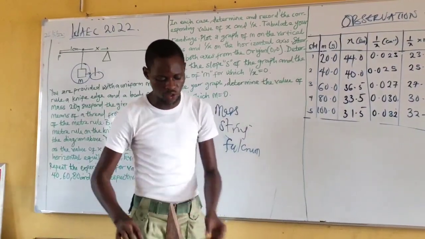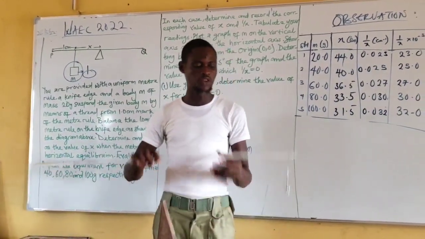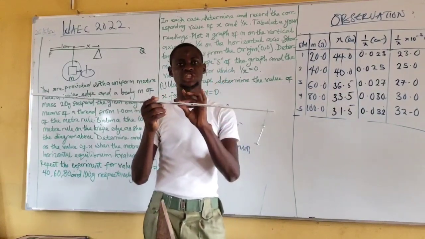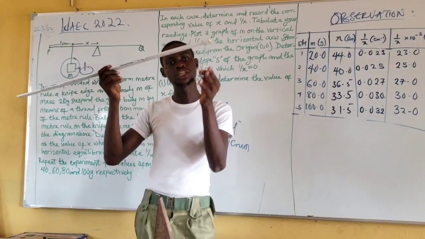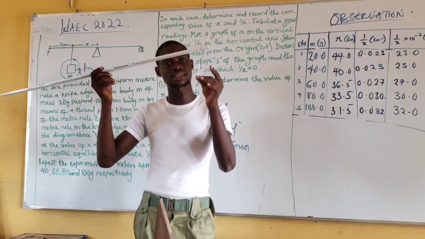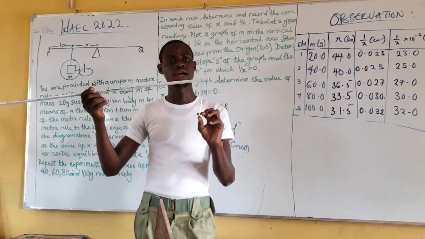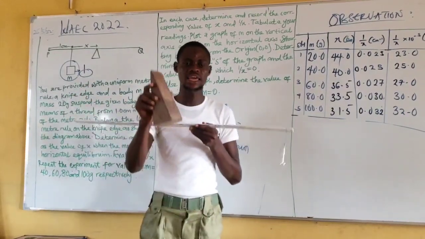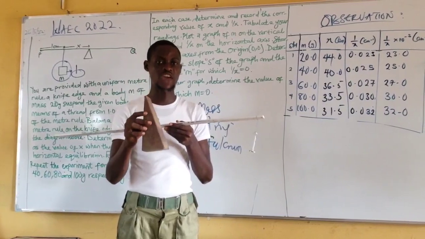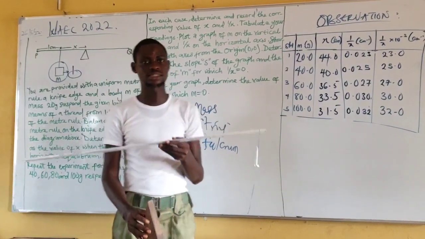Now, what is my apparatus? Initially, I'm given the knife edge. This is my knife edge. This is my mass M that we have to provide. This is my mass hanger, and on this mass hanger I'm going to hang my mass M. And this is my knife edge that I want to use to balance this.